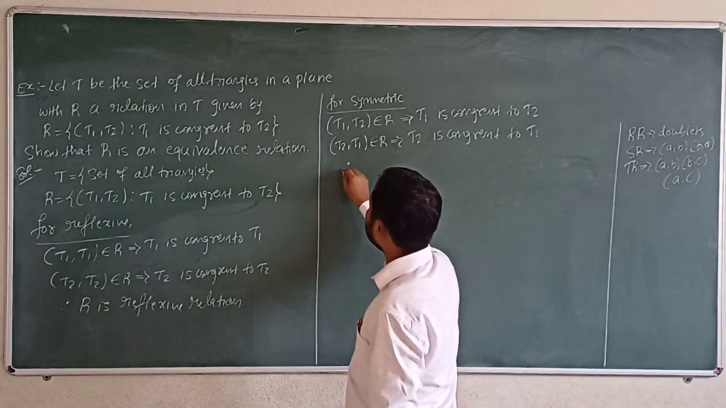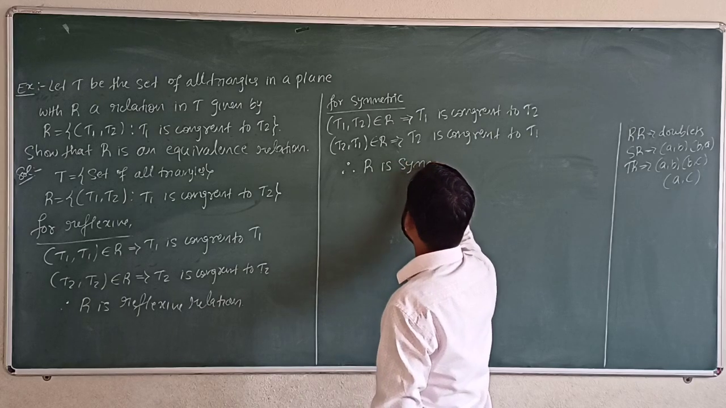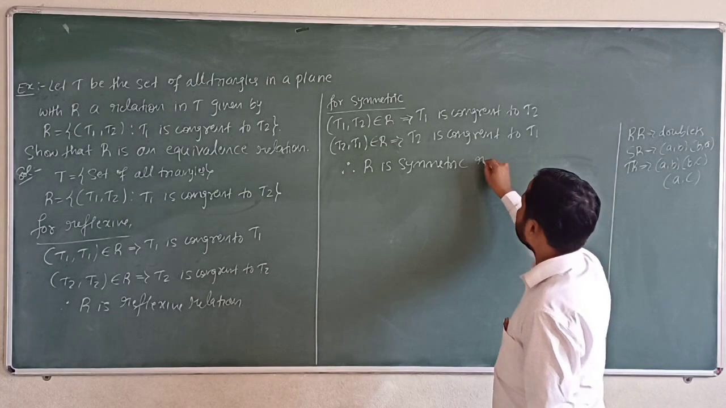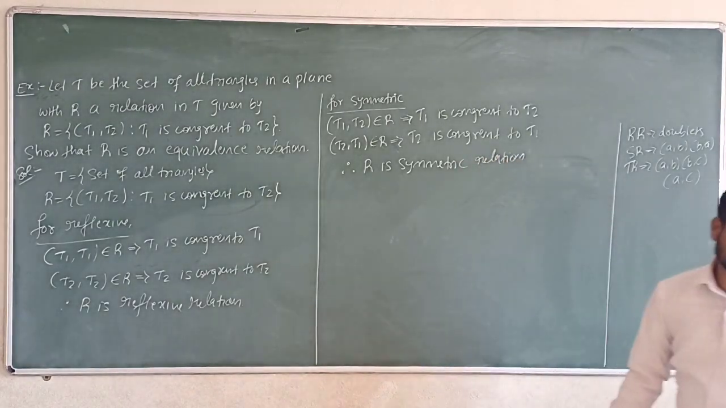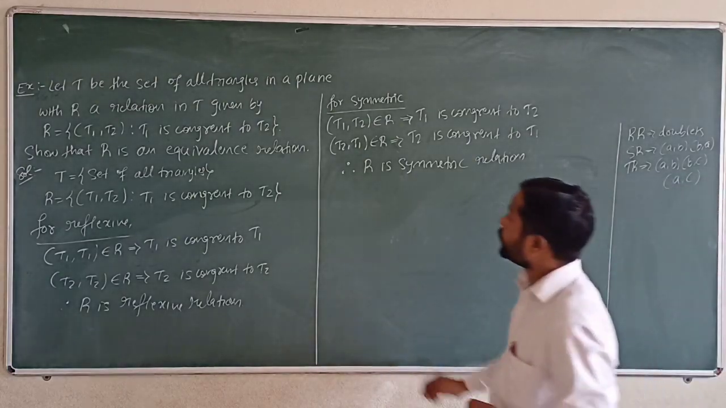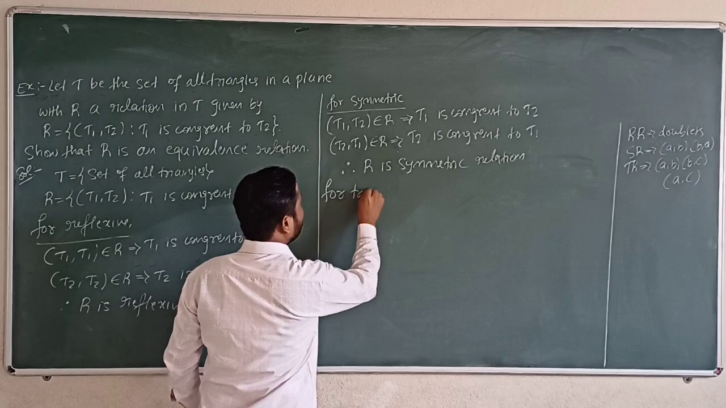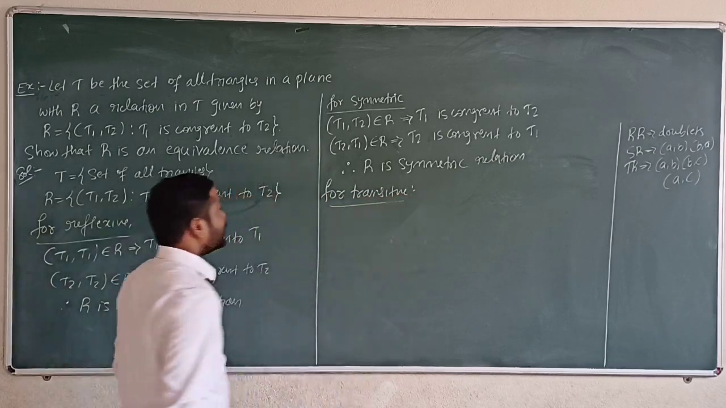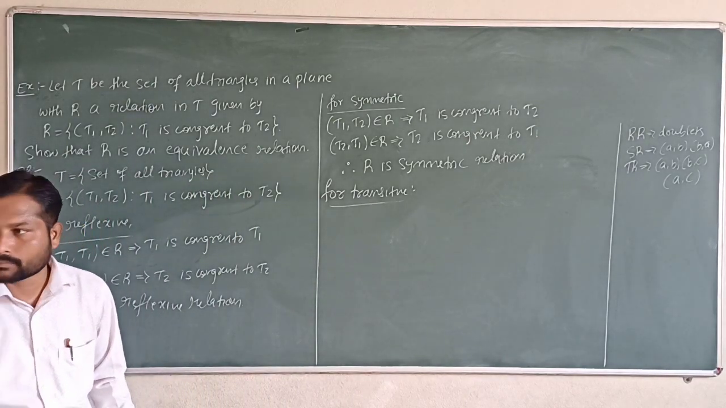R is symmetric. That is a relation; R is a symmetric relation, okay. Now take up the transitive relation. For transitive, we need (a, b), (b, c) and (a, c), three pairs, correct?